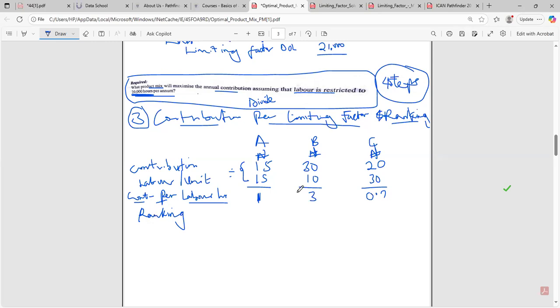So which one should come first? 130.7. Which one is bigger? This is B. B is bigger. Abi? Yes. Second, A, and it should be third, B.